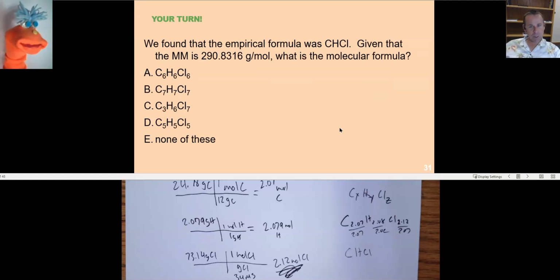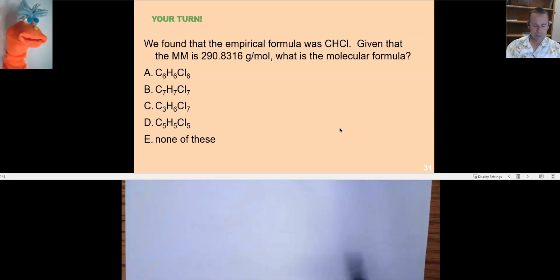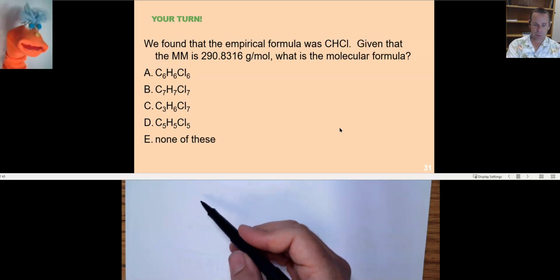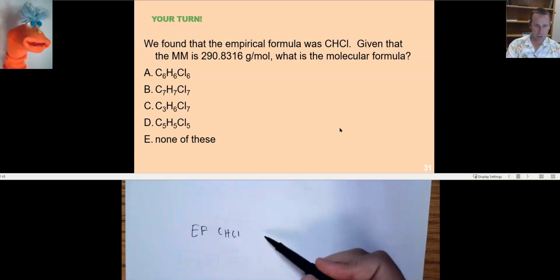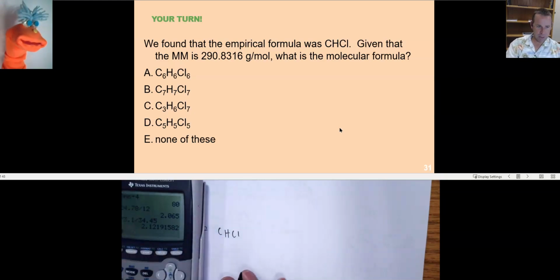So we found the empirical formula from that previous one. Now we're going to find the molecular formula given its molecular mass. How do we do this? Well, there's a relationship between the empirical mass and the molecular mass, and the empirical formula and the molecular formula. We know the empirical formula, and we can get the empirical mass, which is just the mass of the empirical formula. Nice, easy name, right? Empirical mass sounds like empirical formula.